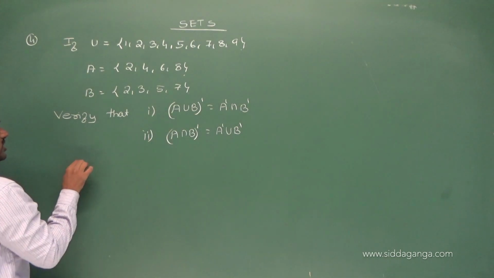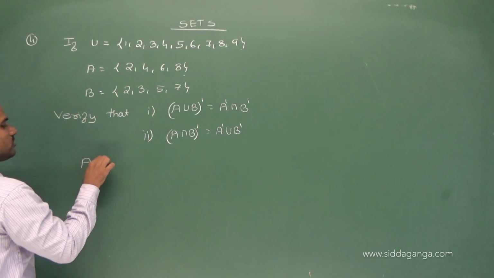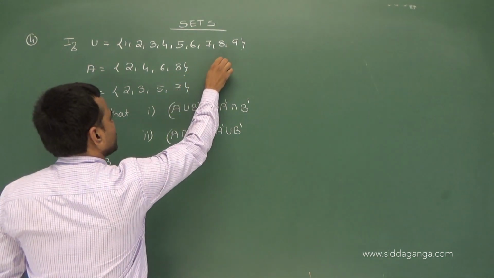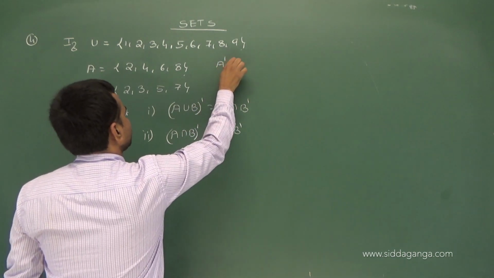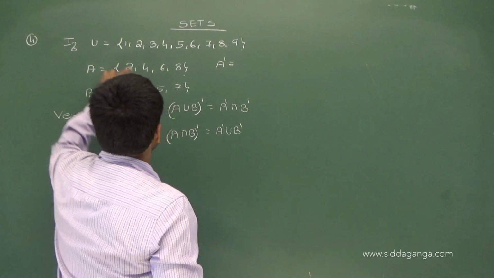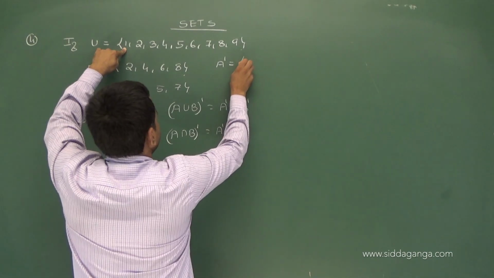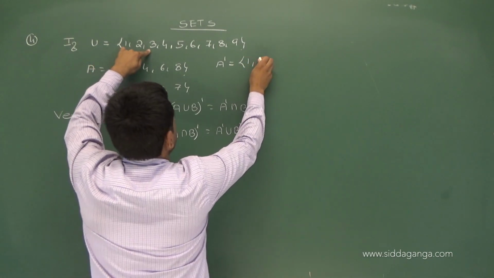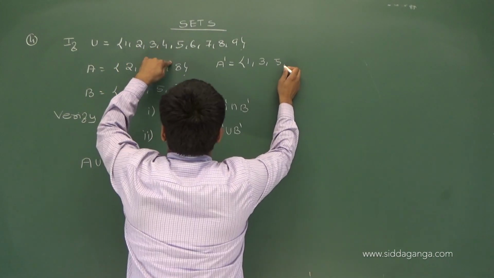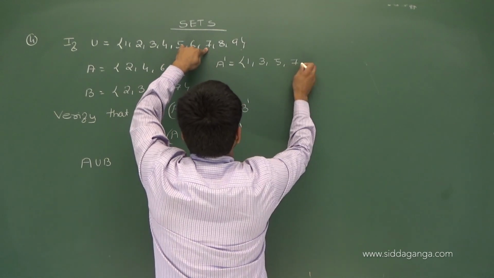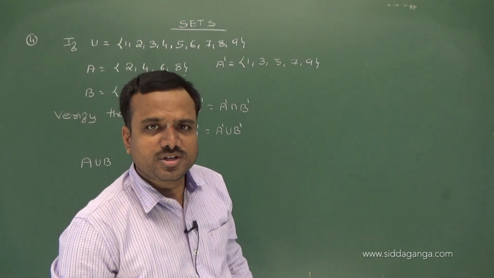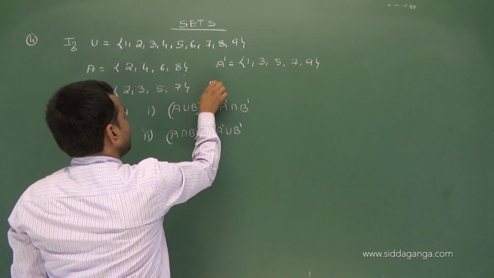Firstly, I find A union B. Before that, I write here only A dash is equal to U minus A. We discussed already in the previous class. U minus A: is 1 present in A? No. 2 is present. 3 is not present. 4 is present. 5 is not present. 6 is present. 7 is not present. 8 is present. 9 is not present. This is nothing but A dash. So then we write B dash also.